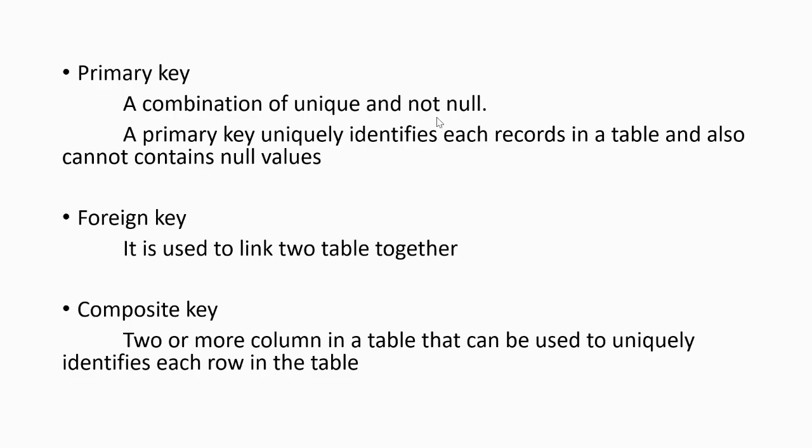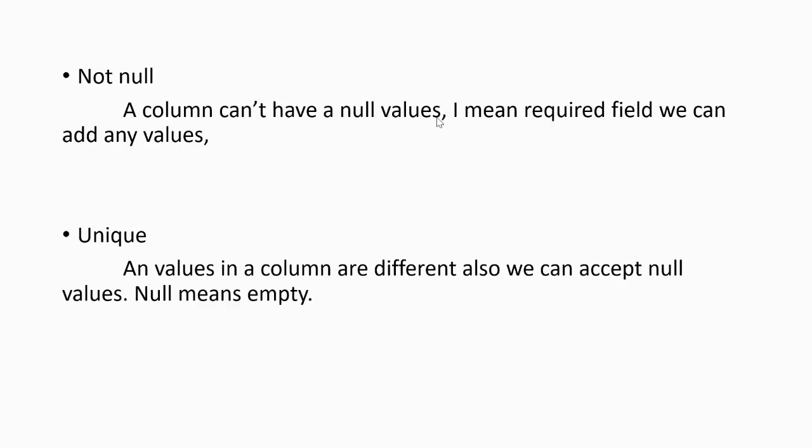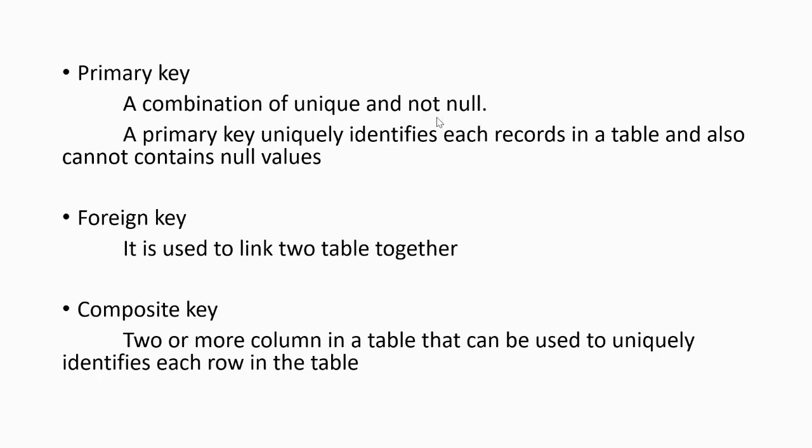So going back to unique, the values in a column are different. Also we can accept null values. Then primary key uniquely identifies each record in a table and also cannot contain a null value. It cannot contain a null value because of the not null.